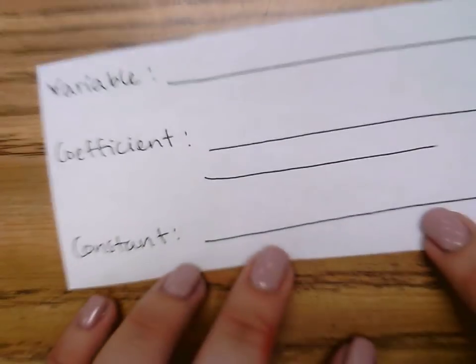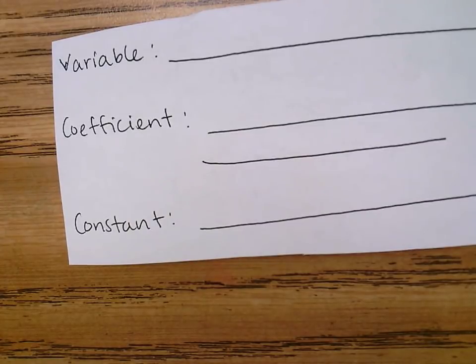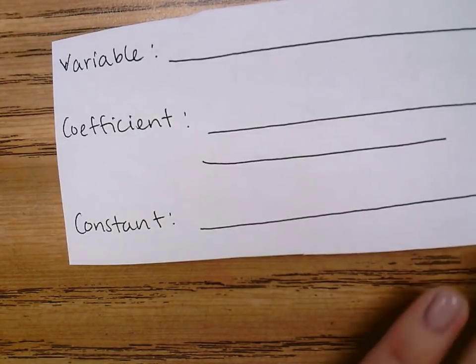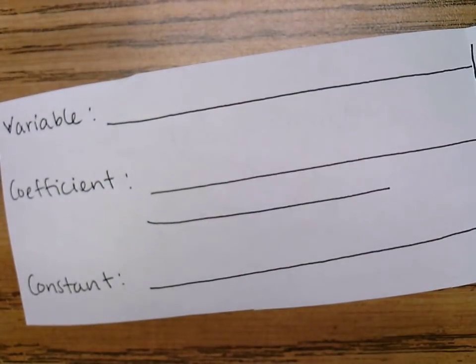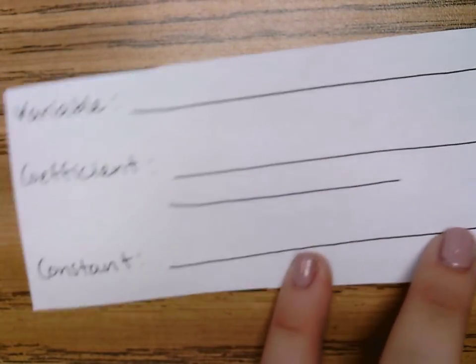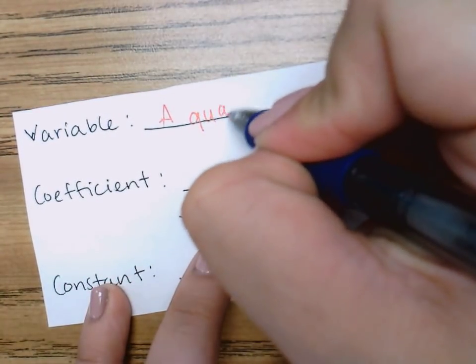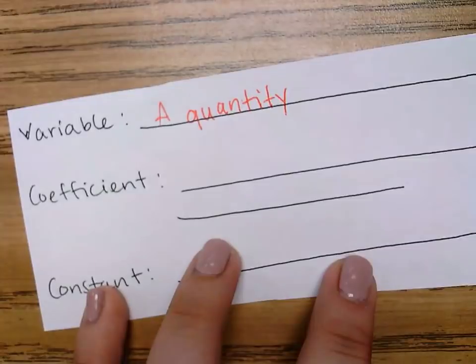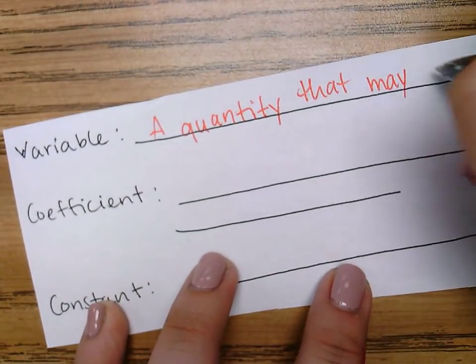If you open your foldable, you have variable, coefficient, and constant. Some of you have your own definitions for each of these. You've learned different things from other teachers, but not the official ones, but the ones I will tell you. A variable means a quantity that may change.